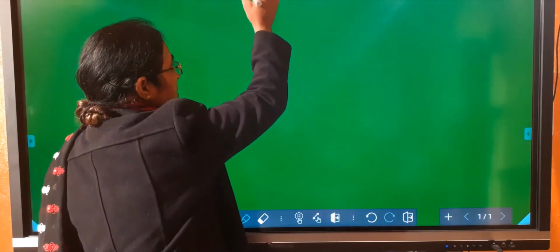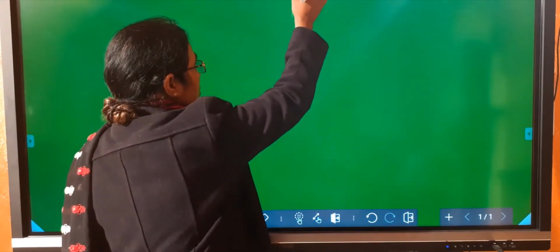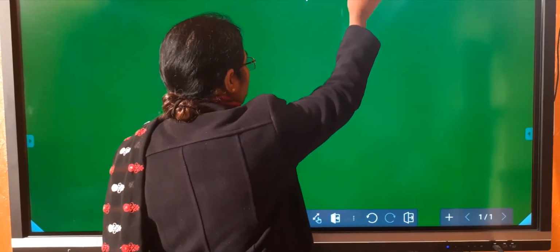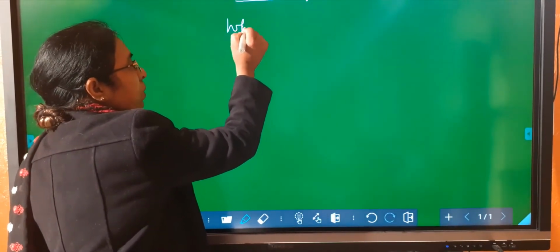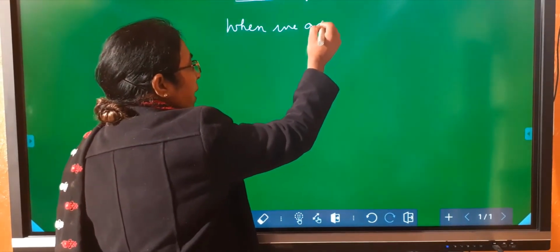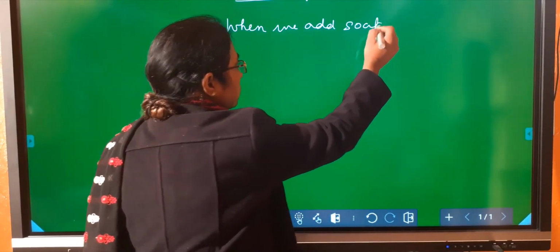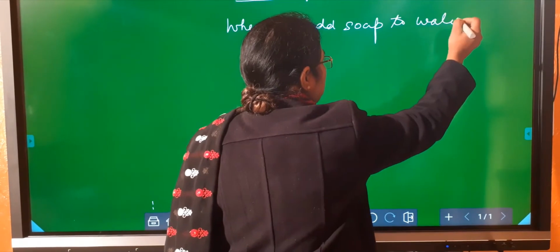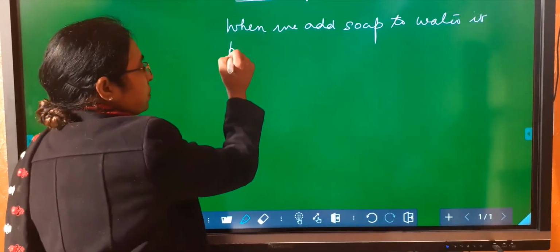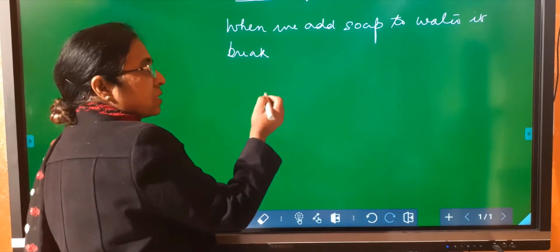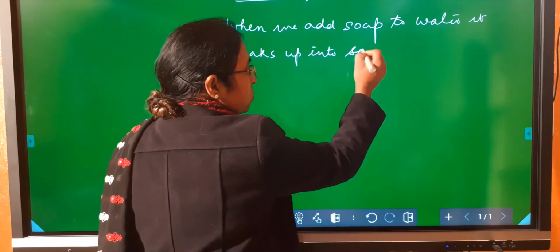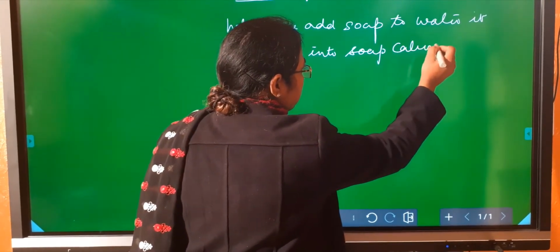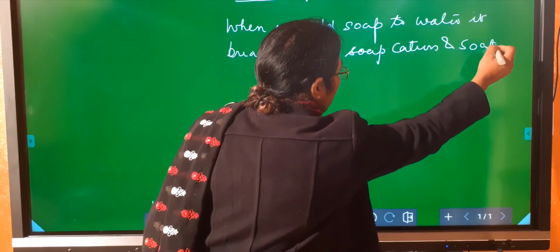Alright, now let us see the action of soap, how the soap acts. See what happens when we add soap to water. Since it is a sodium salt, it is ionic. It breaks up into soap cation and soap anion.